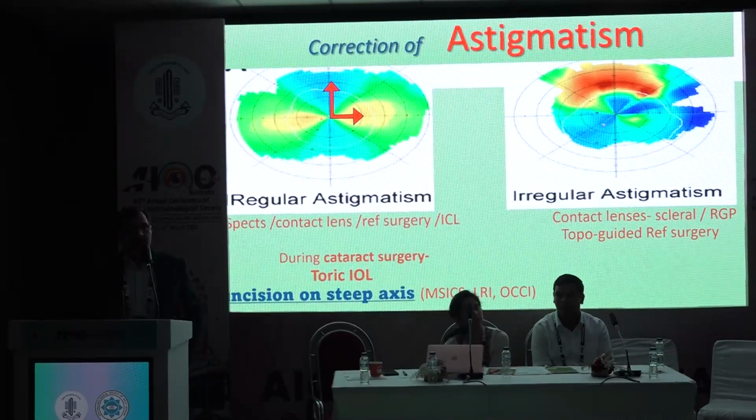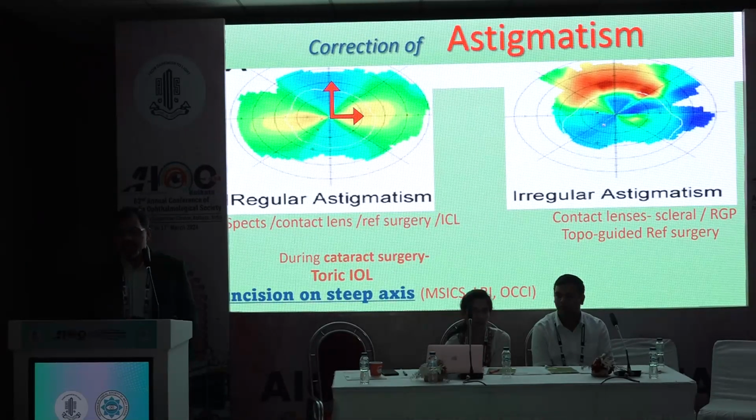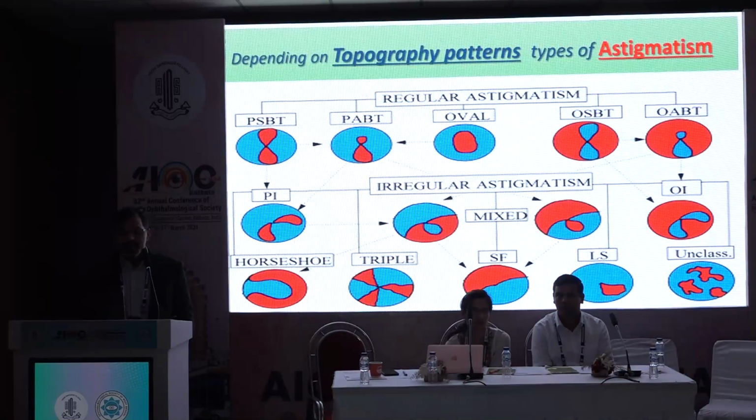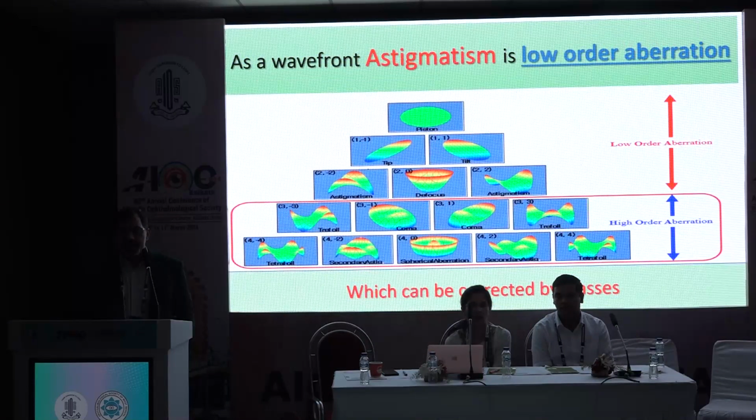For irregular astigmatism, some part can be corrected by contact lens, scleral or RGP, or topo-guided refractive surgery. Depending on the topography pattern, astigmatism is of the following types. The upper 5 pictures in the first row are of regular astigmatism type, and the lower 2 rows are of irregular astigmatism. As a wavefront, astigmatism induces low order aberration, which can be corrected by spectacles.